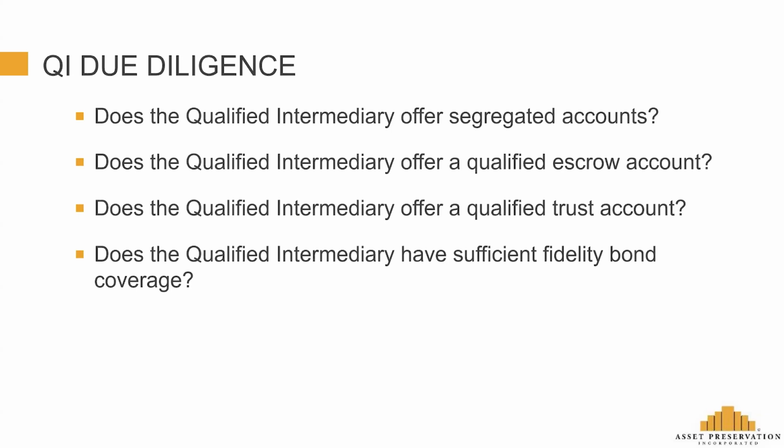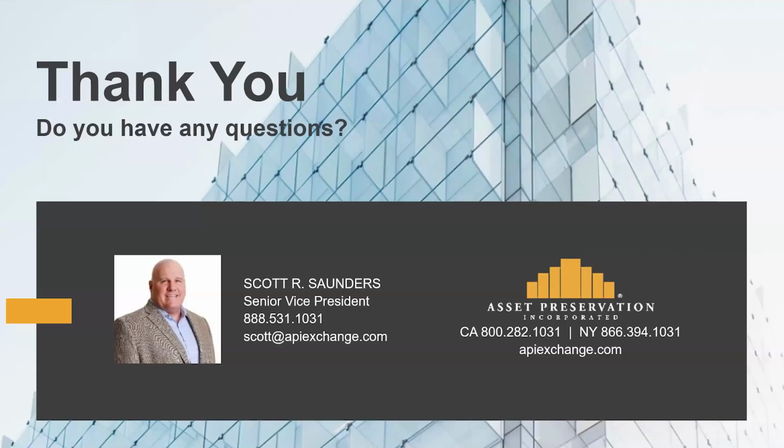You want segregated and separate accounts for your funds. You don't want them commingled in one big pool. You want to have your funds go to the qualified intermediary and held in a separate account for you, or if you're a real estate agent, for your client. You can certainly hold them in qualified escrow trust accounts. You can look at the fidelity bond coverage, but you want them to stay held in a separate account. That's critical.